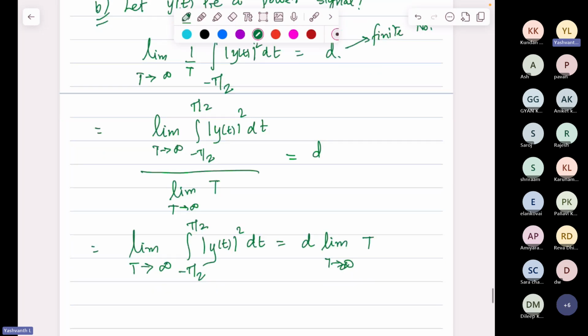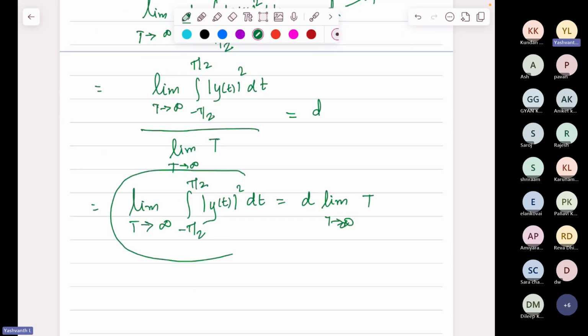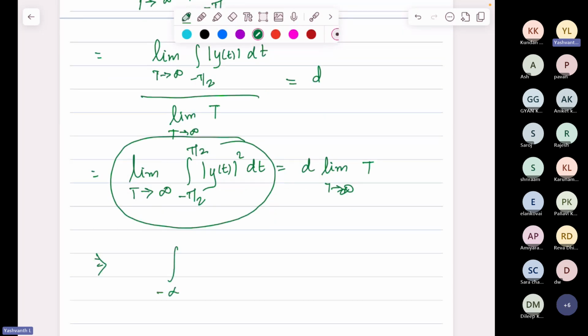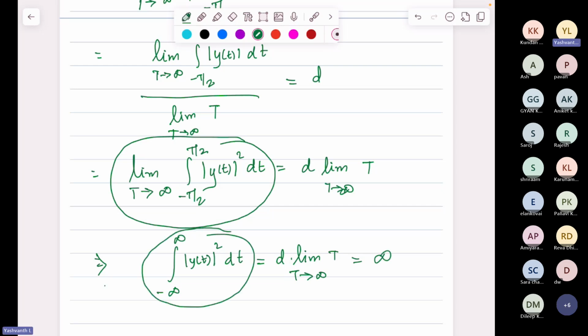Now tell me what is this? This is basically the integral from minus infinity to plus infinity of mod y of t square dt, equal to d times the limit as t tends to infinity of t. What is this? Now tell me what is the RHS value? Infinity. Yes, it's infinity. Now what is the left side? The energy of the signal.